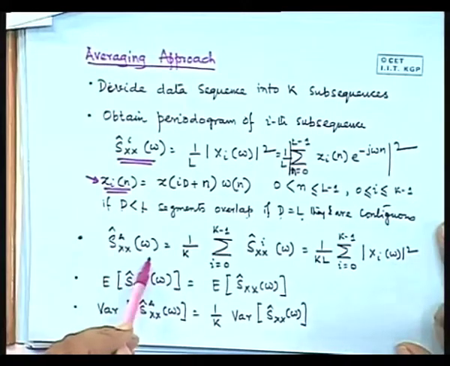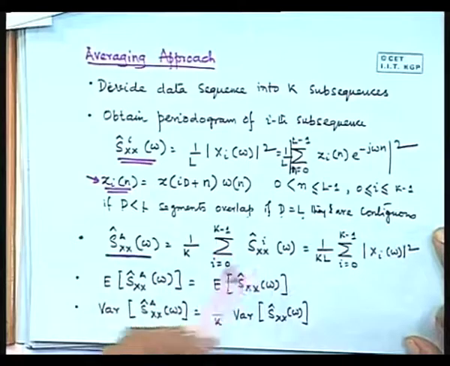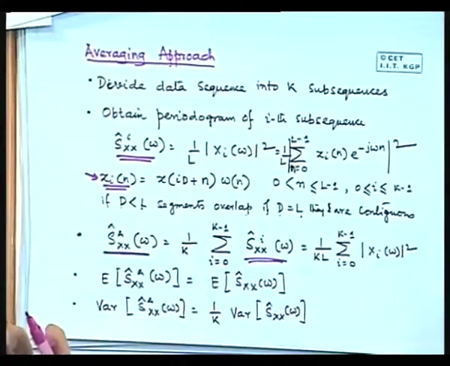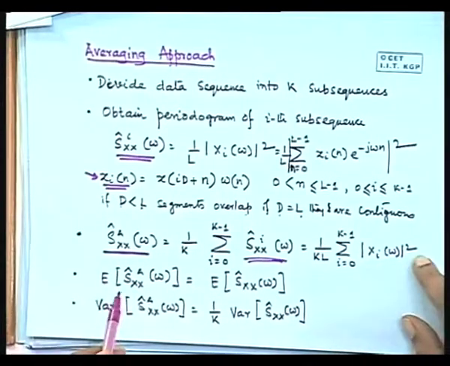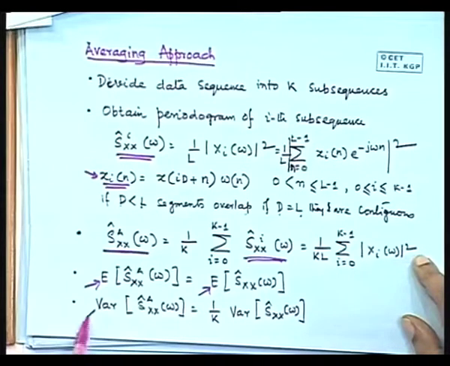And then this is the overall averaged periodogram, which is simply the average of each one of the periodograms. So you sum them and divide by k, right? And it turns out that obviously the expected value will match the original expected value, because it's a linear operation that you are doing. But the variance will now be 1 by k times.